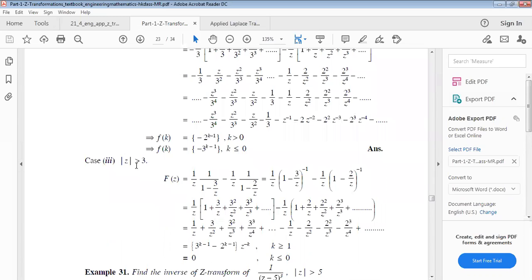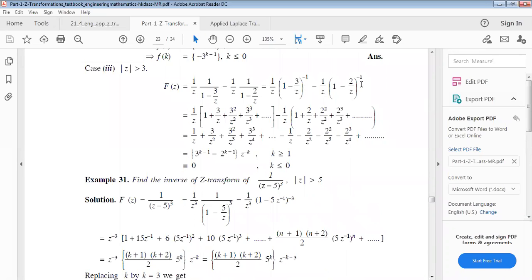Now, if the absolute value of z is greater than 3, then you have to take z common in both series. After taking common, we get 1 minus 3 by z and 1 minus 2 by z. Then we get two series, a polynomial in 3 by z and a polynomial in 2 by z. Using the formula 1 minus x to the power minus 1, which is 1 plus x plus x square plus x cube, same. Just multiplying, we get this series.